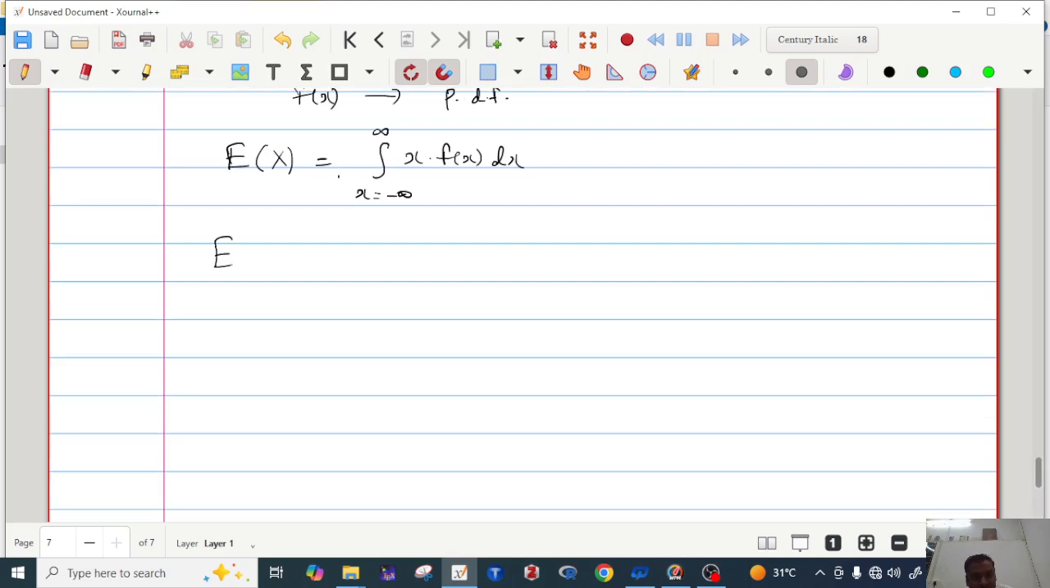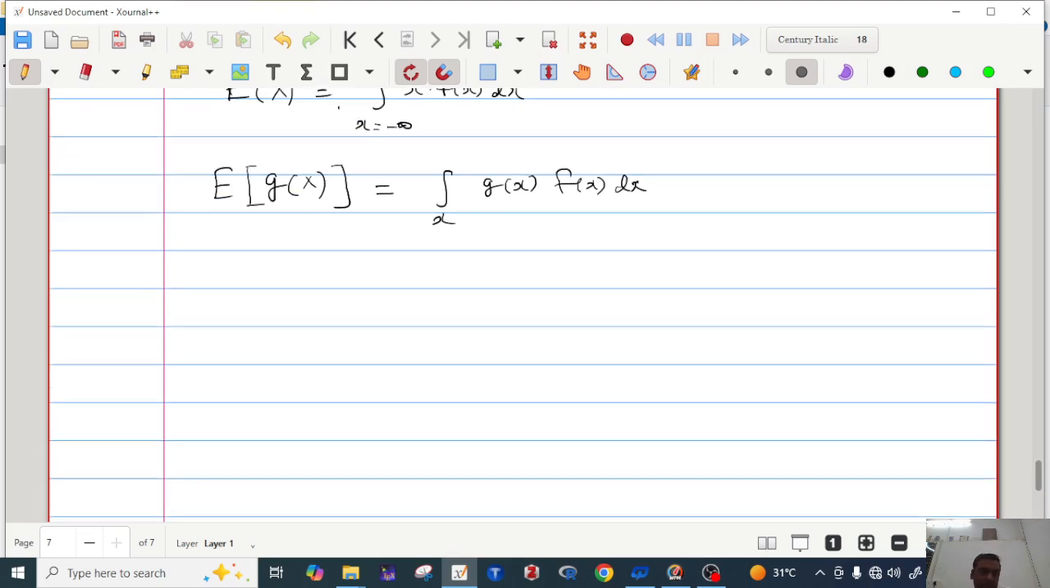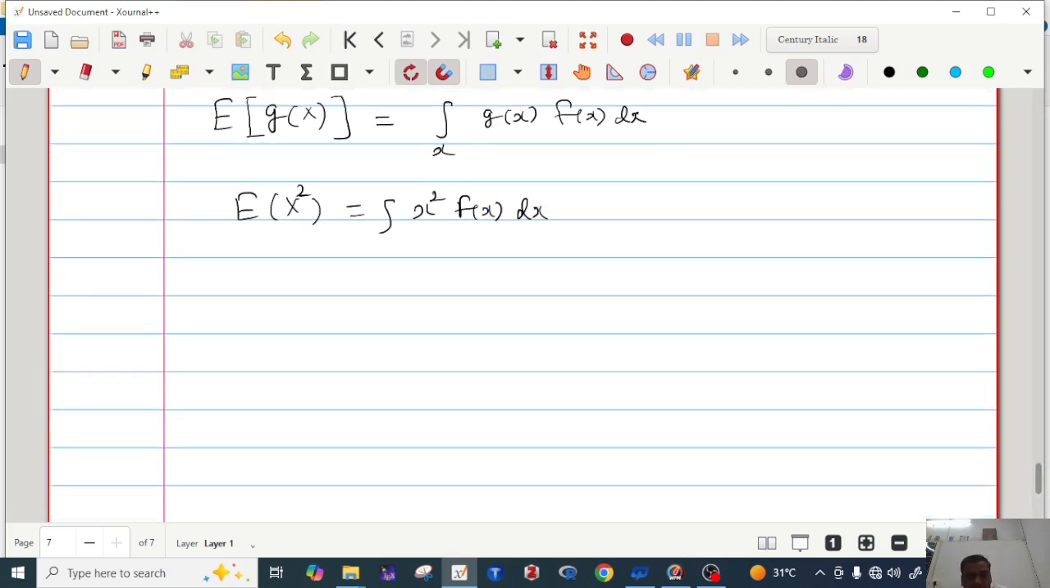Instead of x, if a function g of x is given, this is the definition of expectation of a function of a random variable. E of g of x is defined as the integration of g of x times f(x). So one can find, for a continuous random variable, E of x square, or we can solve the expectation of 2x plus 5 by integrating 2x plus 5 times f(x), like this.